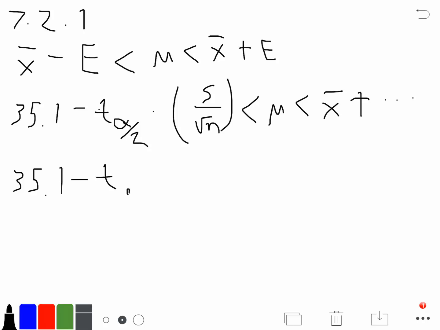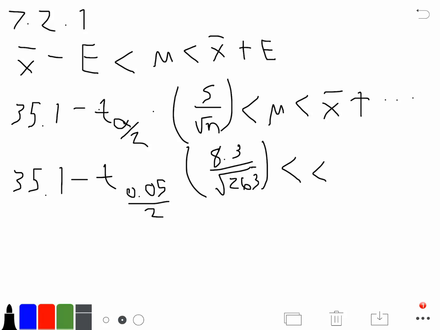So let's fill this in. We got 35.1 minus t sub. If we're 95% confident, that means a 5% chance of being wrong, and that 5% chance is alpha. So that's 0.05 over 2 times 8.3 over the square root of 263. S is 8.3, n is 263. That's less than mu, which is less than the exact same thing, just change that minus sign to a plus sign. So we can change that t sub 0.05 over 2 to t sub 0.025.